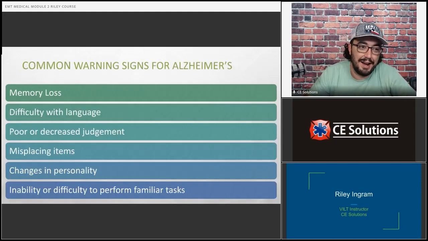Right. Common warning signs for Alzheimer's: memory loss, difficulty with language, decreased judgment, misplacing items, changes in personality, and inability or difficulty to perform familiar tasks.